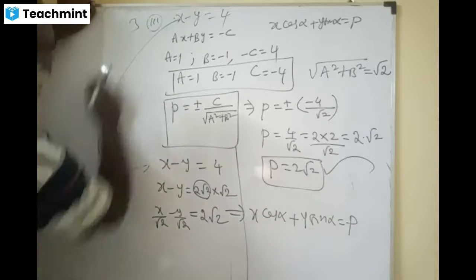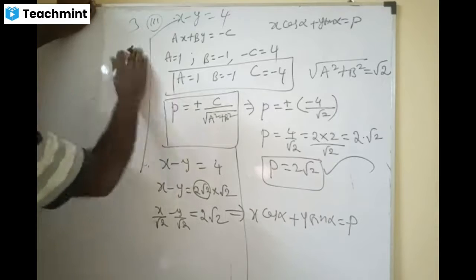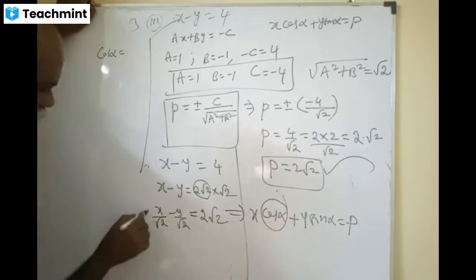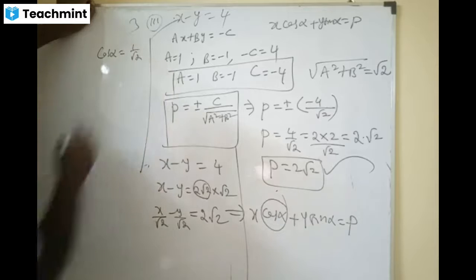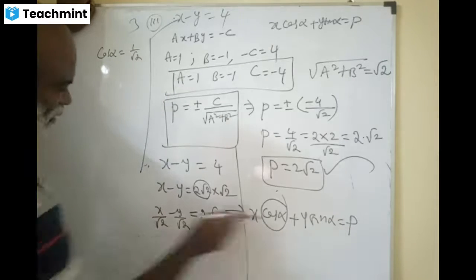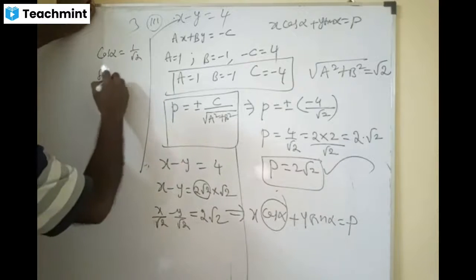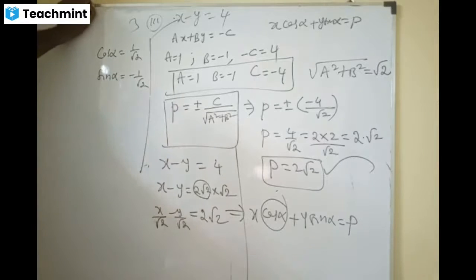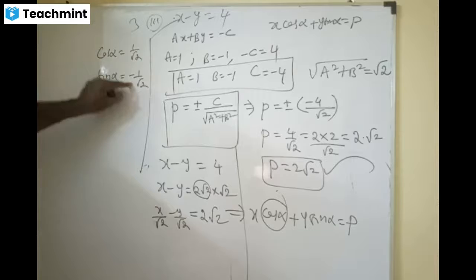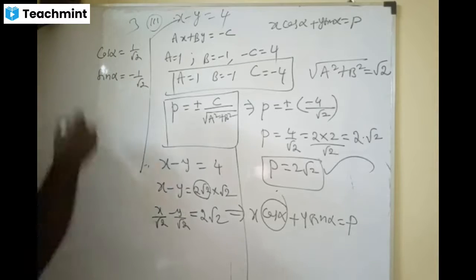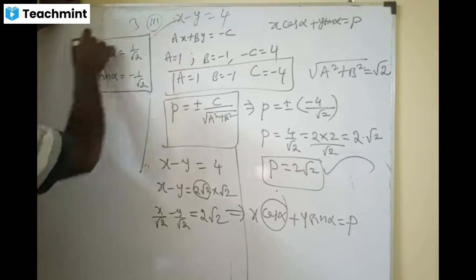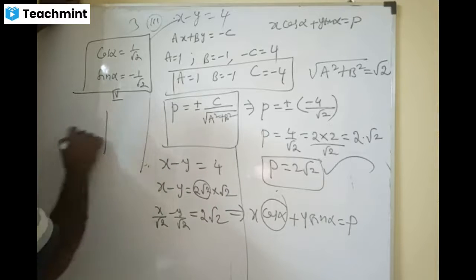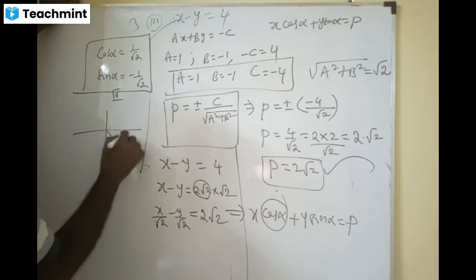Tell me, dears, what is cos alpha now? Anybody? 1 by root 2. What is sin alpha? -1 by root 2. So friends, here sine is negative and cos is positive. Which quadrant, ma? Fourth quadrant, sir. So fourth quadrant means it is like this, a negative angle.